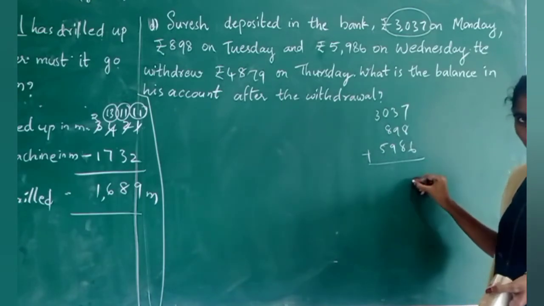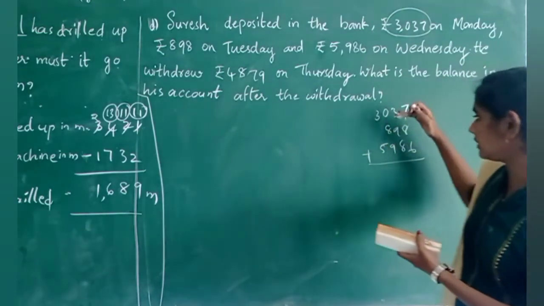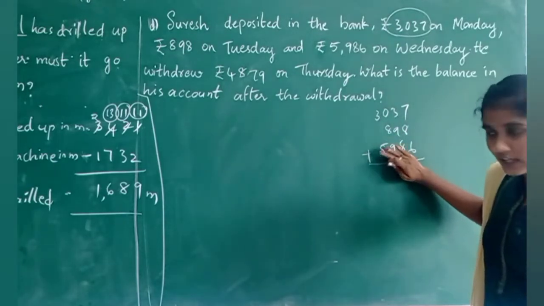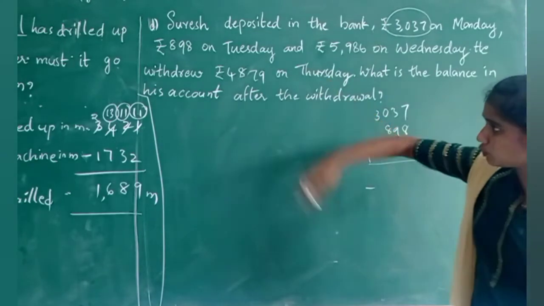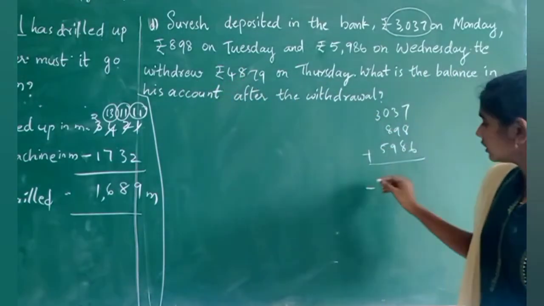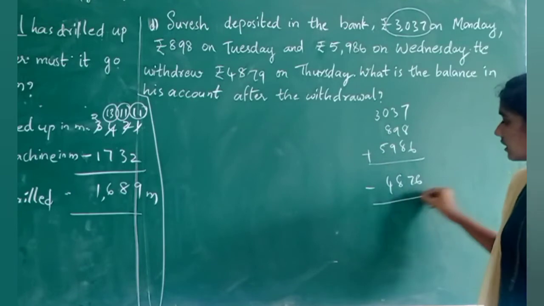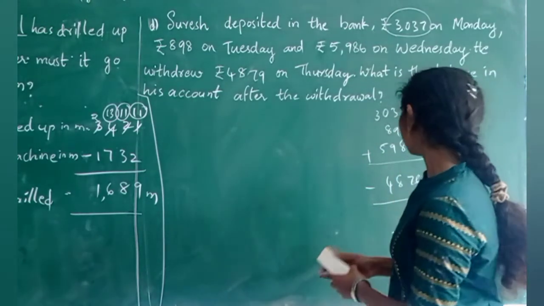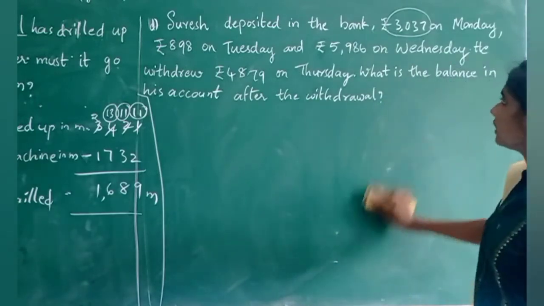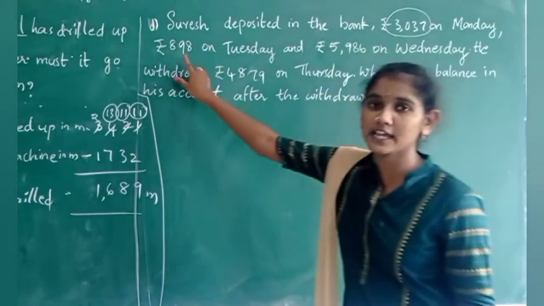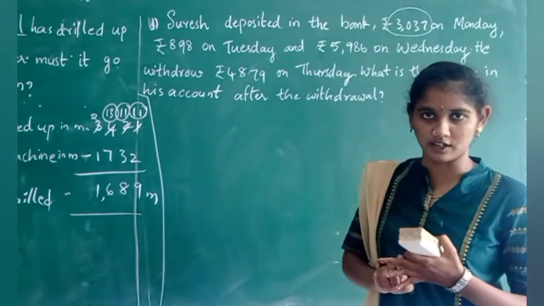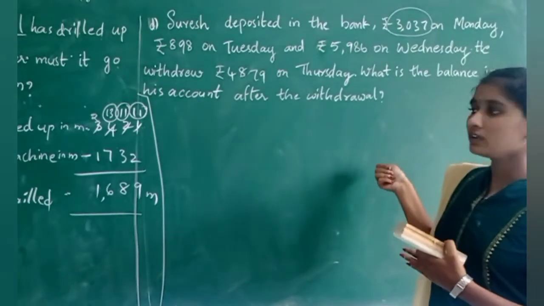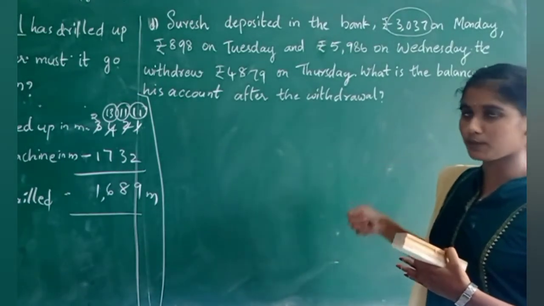So we will add these savings, since he saved one by one. From these savings he withdrew, meaning he removed, 4879 rupees. Now we should find out how much amount is there in his bank account. It is very simple. First we find how much he saved on Monday, Tuesday, Wednesday, then how much he removed on Thursday, and then we find out how much amount is there.